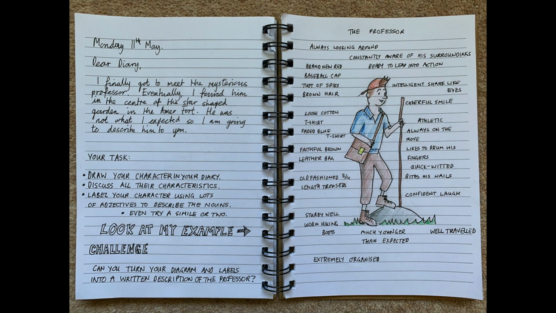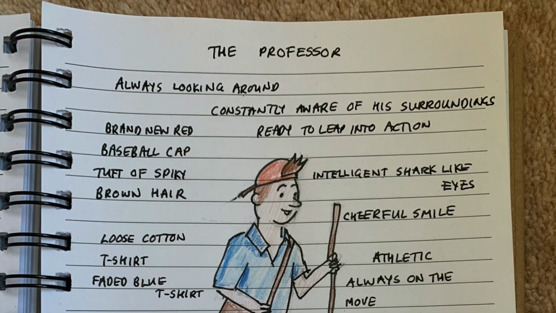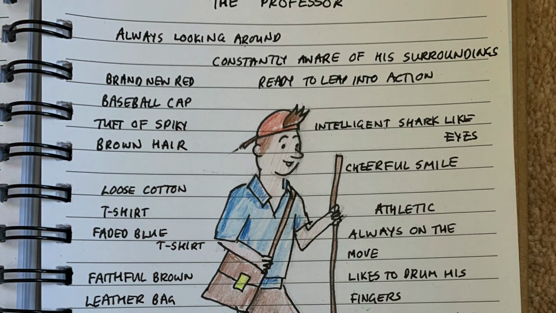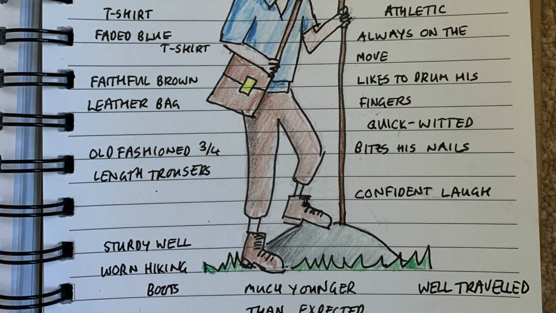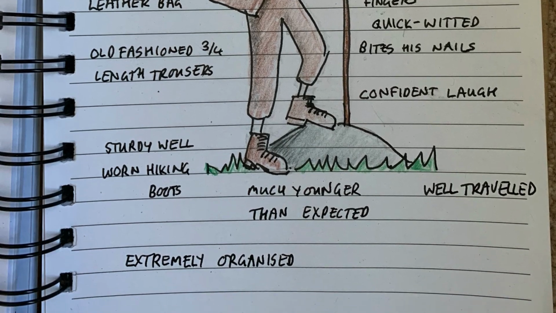Now you have all the ingredients to create the perfect character. First, draw a picture of them in your diary so you know what they look like. Now label your picture with loads of adjectives and maybe even a simile or two. And if you're feeling really adventurous, you could try turning this into a written description of the professor.